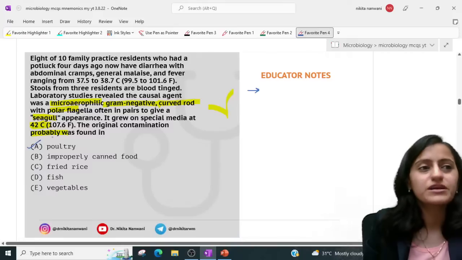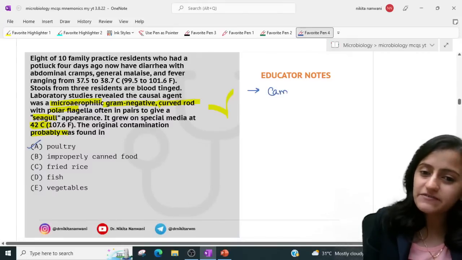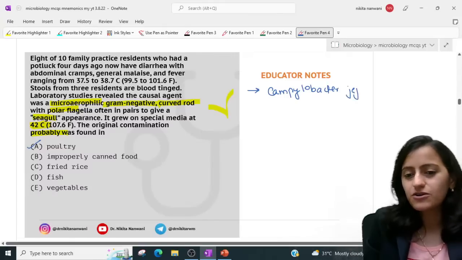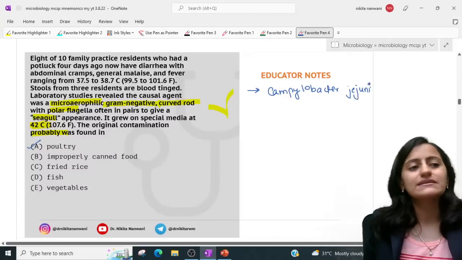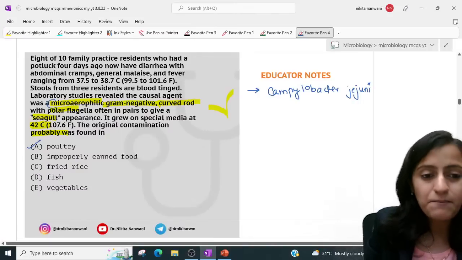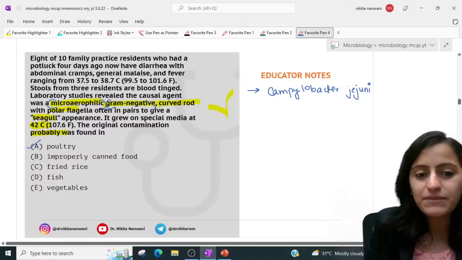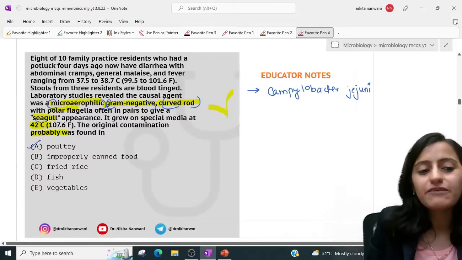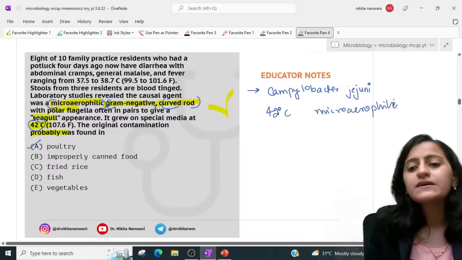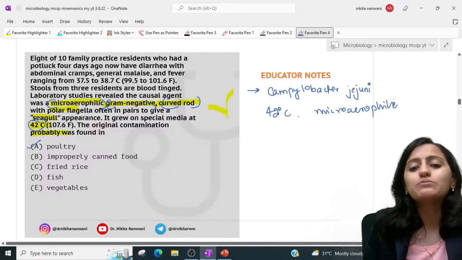Right, that is poultry. What is the organism? Basically, we are talking about Campylobacter jejuni here. What are the features? Microaerophilic, gram-negative, curved rod, and 42 degrees centigrade. Whenever you see 42 degrees centigrade, microaerophilic organism, you should always think about Campylobacter jejuni.